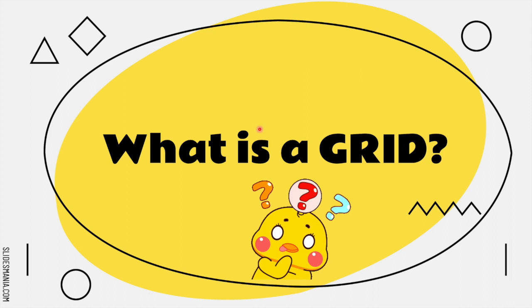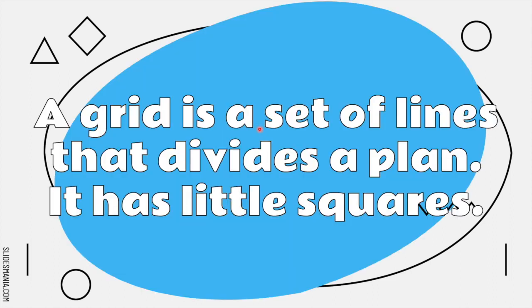What is a grid? Remember, what is a grid? A grid is a set of lines that divides a plan. Something to help you remember? It has little squares. Why? Because of all the lines you draw on the plan. And in that way, it will be easier for you to understand it.